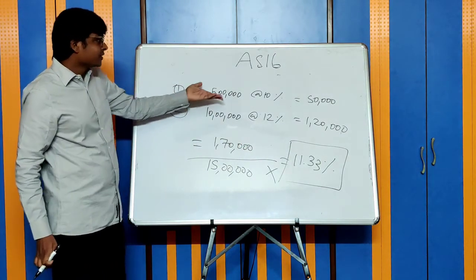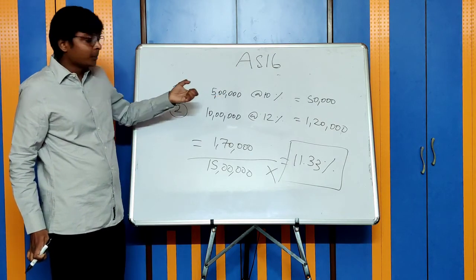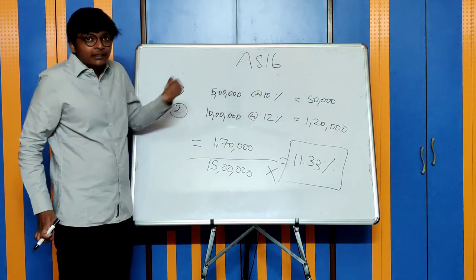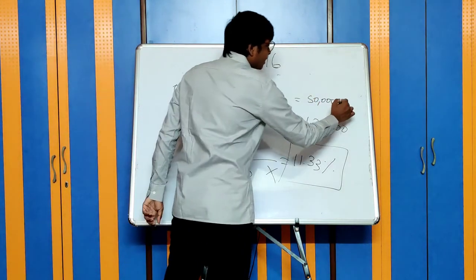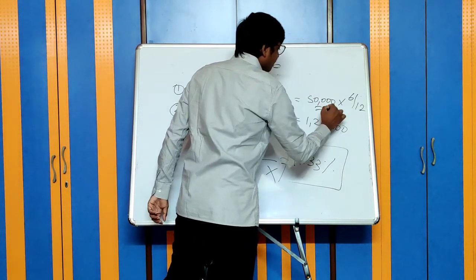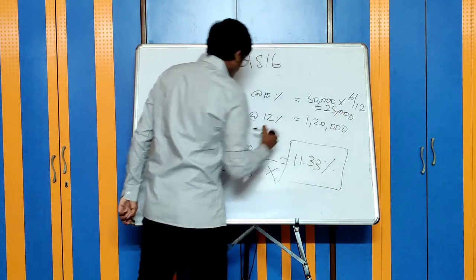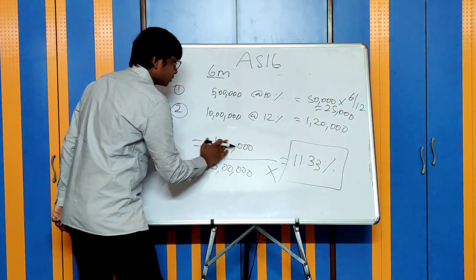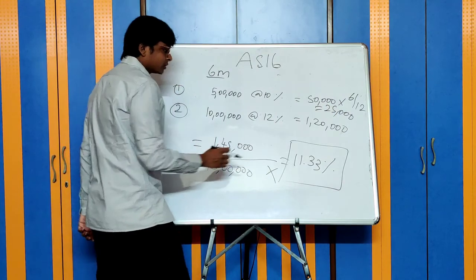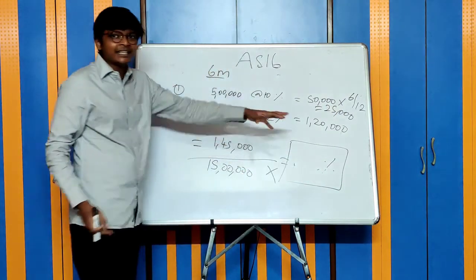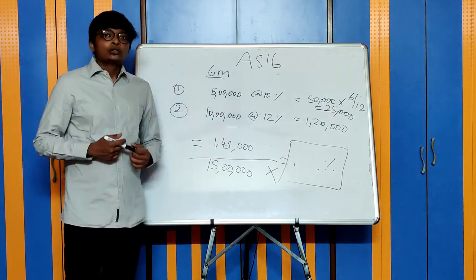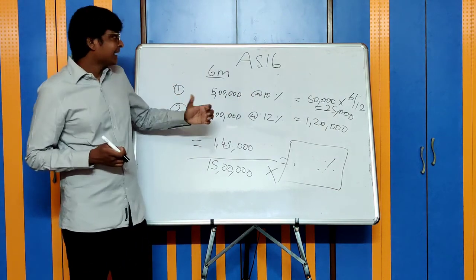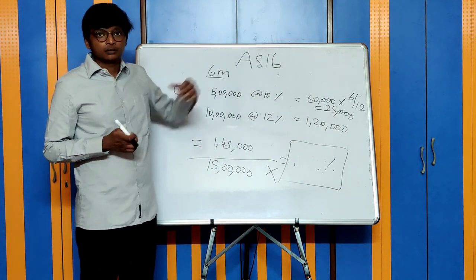Now let us say this loan is not for a period of 12 months, it is borrowed during the middle of the year, only for 6 months. Then you will just multiply by 6 by 12, and you will get 25,000. Your numerator will now become 1,45,000, and then you will find a new percentage which will be applied as the weighted average cost of borrowing. So this in summary is about AS 16. Thank you.